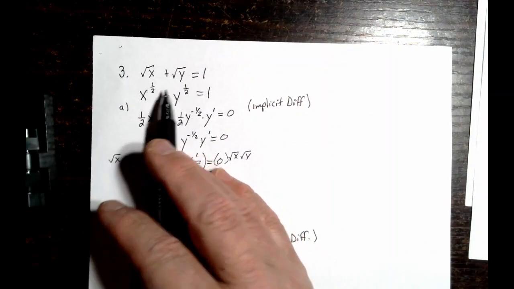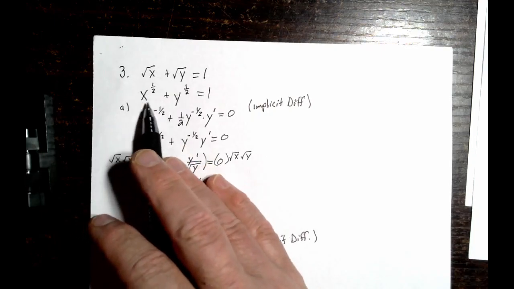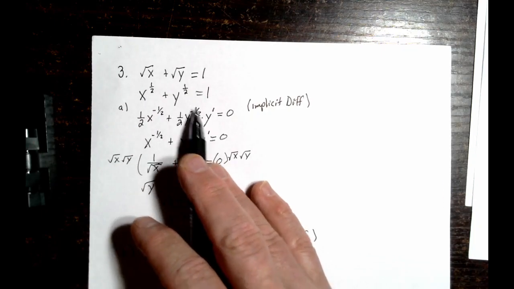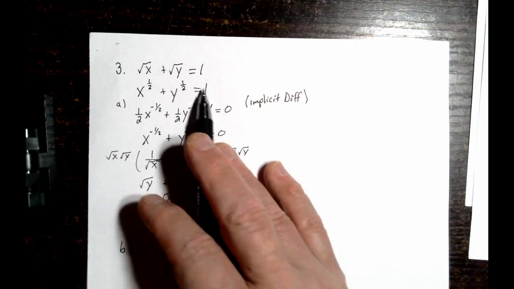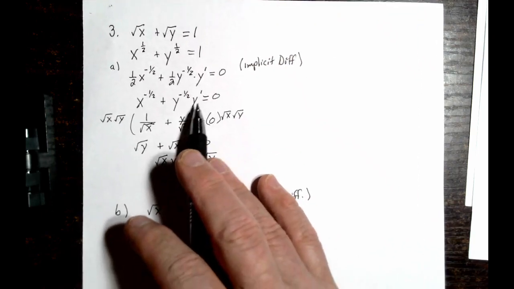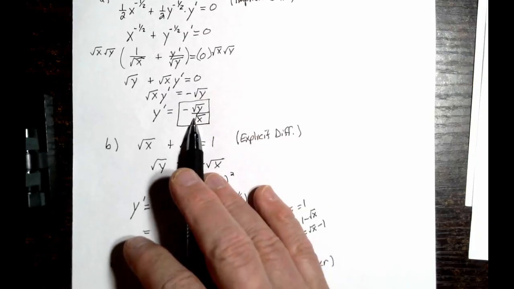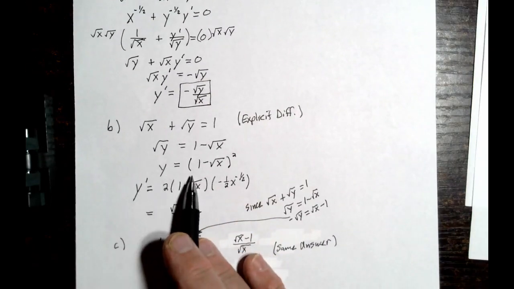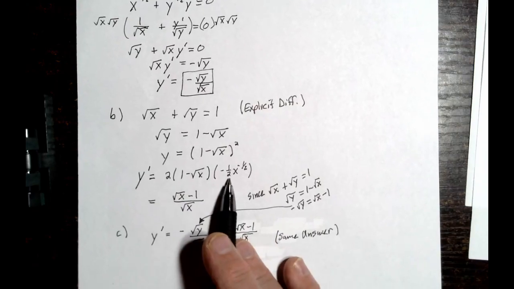And the same thing with question 3. You can take the derivative here, you get 1/2 x to the minus 1/2, you get 1/2 y to the minus 1/2, and then you get a y prime after it, and the derivative of 1 is just 0. And you can isolate y prime. You get down to here.